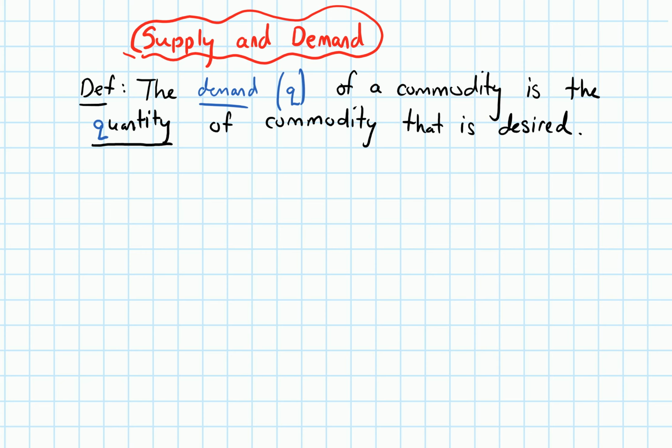Okay, so I've deliberately put the Q in quantity in a different color, and that's because one of the reasons why the variable for demand is Q is because the Q stands for quantity. So the Q stands for quantity. Okay, all right.